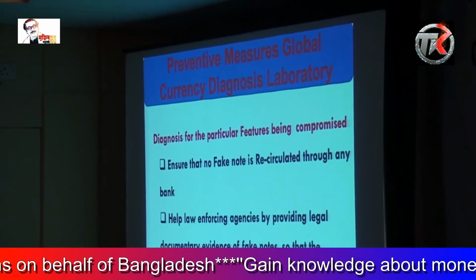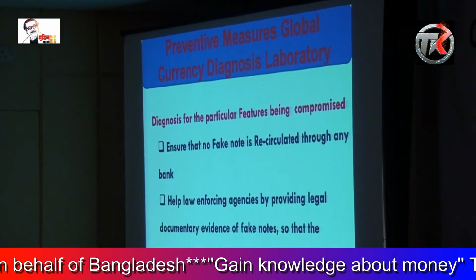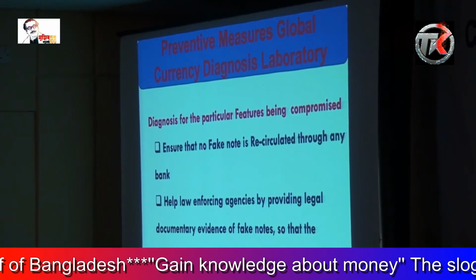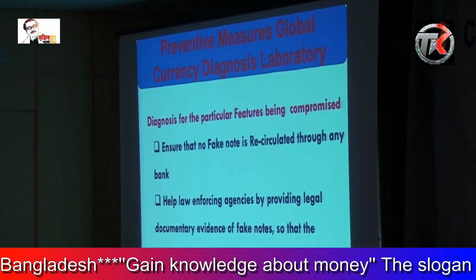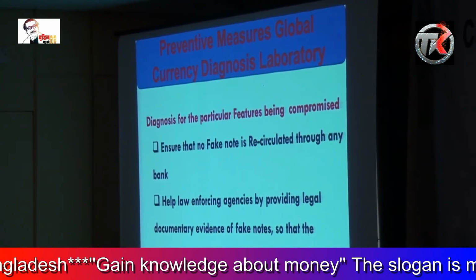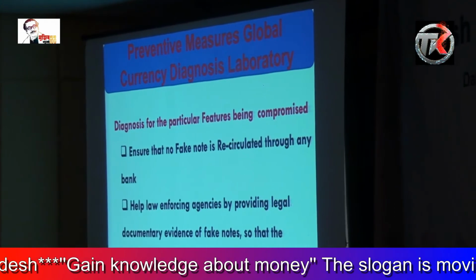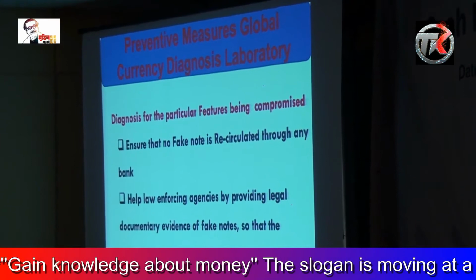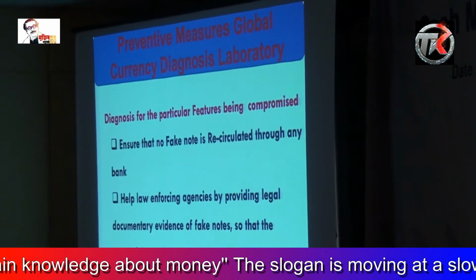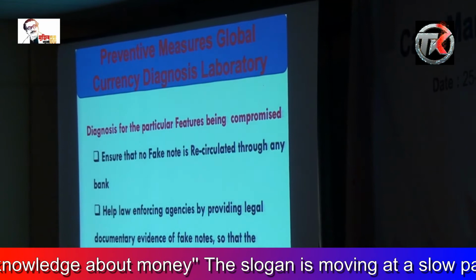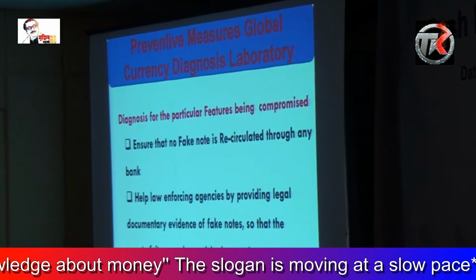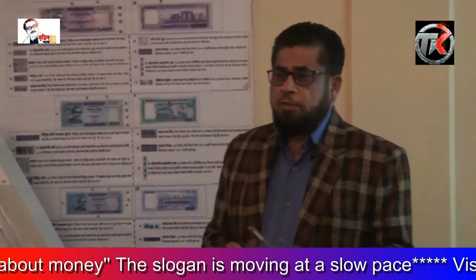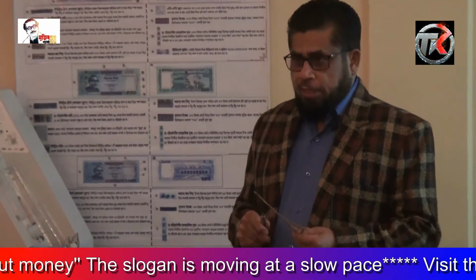Help law enforcement agencies by providing legal document evidence of the fake note so that the counterfeiter can be punished as per law. Worldwide, mainly I am talking about the Bangladeshi case. Suppose the police caught the counterfeiter with the note, then file a case in the court. During the judgment, actually our authority cannot prove that it is a fake note because there is no diagnosis laboratory.